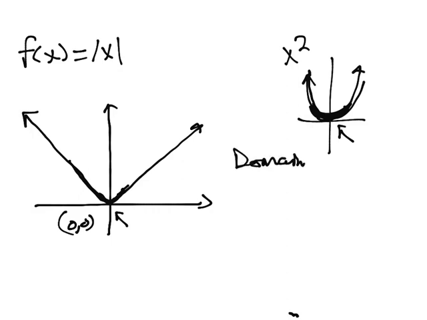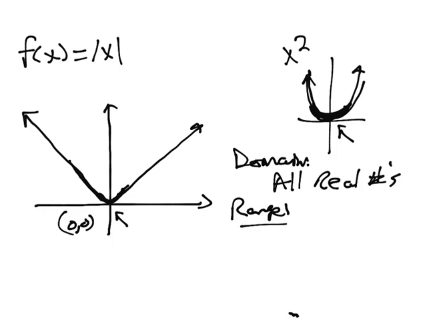Its domain, all real numbers. Its range, only non-negative numbers. Your outputs in this case are always greater than or equal to 0. Again, we made that point earlier with absolute value, that it always had positive outputs. We're just now confirming that with a graph.